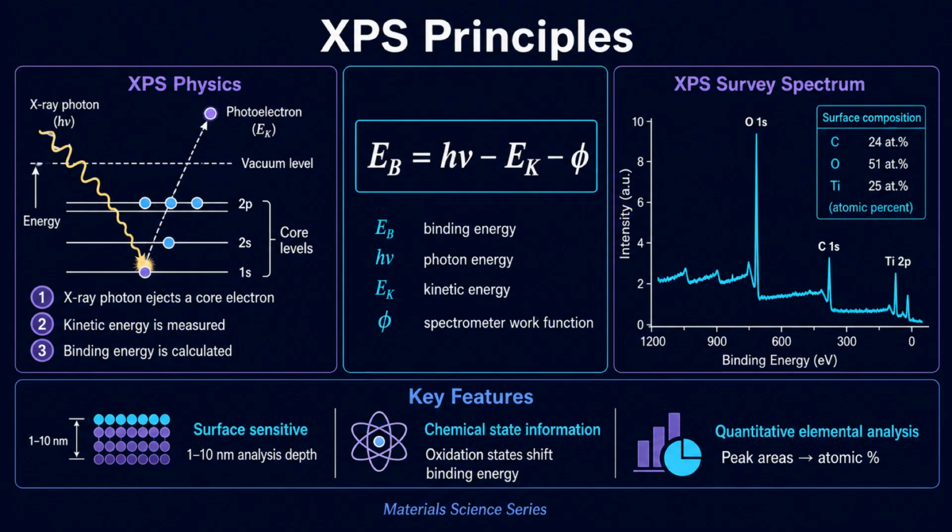Oxidized elements have higher binding energies than reduced forms because removing an electron is harder when the atom already has a partial positive charge. For titanium, Ti4+ in TiO2 appears at 458.8 eV, while Ti3+ from oxygen vacancies appears about 1.5 eV lower. This sensitivity to oxidation state makes XPS invaluable for understanding surface chemistry.